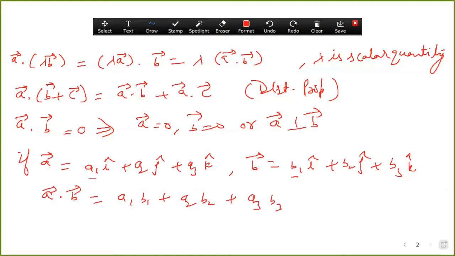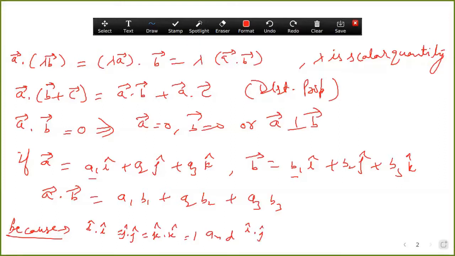This is because when you multiply i into i, you must know that the unit vector i dot product with i, that is equal to j dot j, equal to k dot k. All these are equal to 1. And if two different unit vectors are multiplied, i dot j, j dot k and k dot i, these are equal to 0. You know, i, j, k are the unit vectors along the x-axis, y-axis and z-axis.